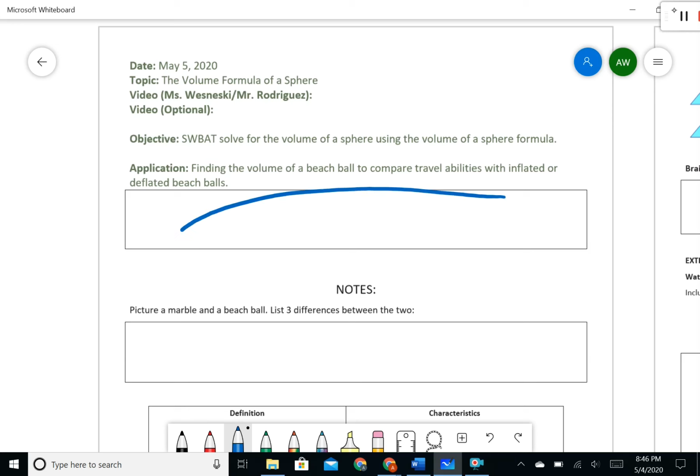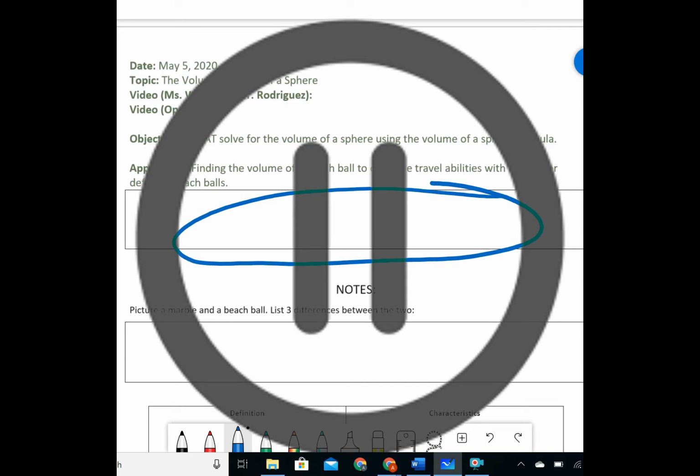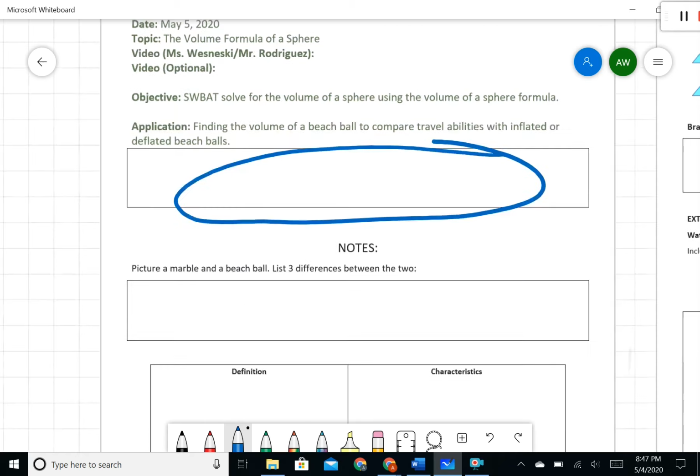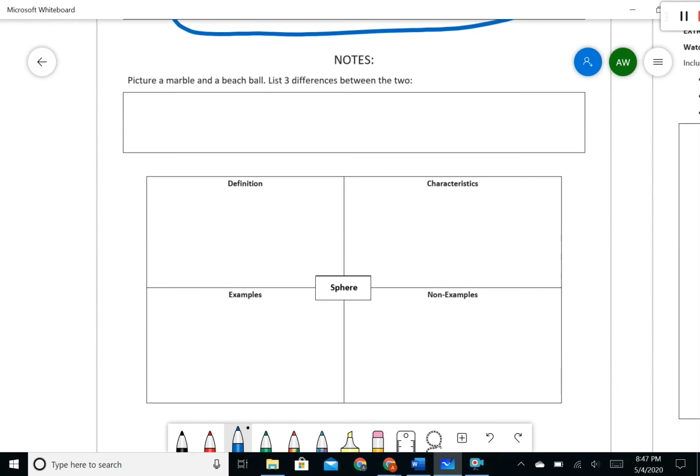In this box, I'd like you to pause this video and write down one other application of finding the volume of a sphere. Awesome. So hopefully you've had a moment to do that. And we are going to move on to our notes.